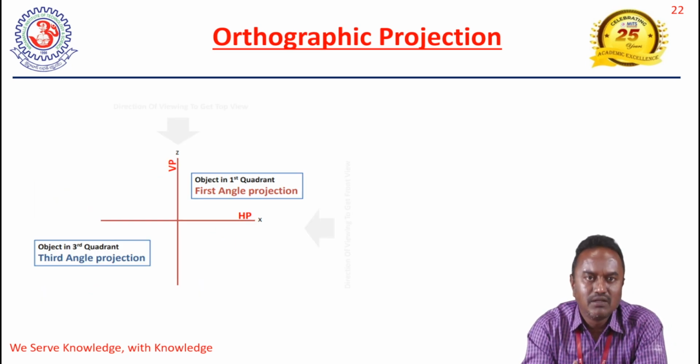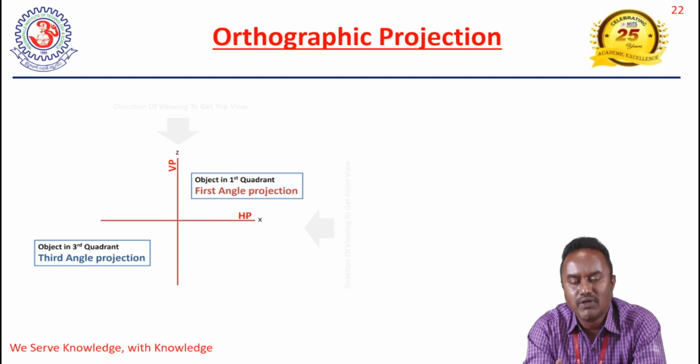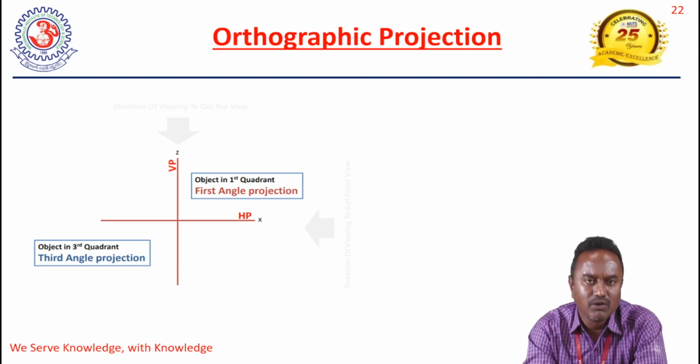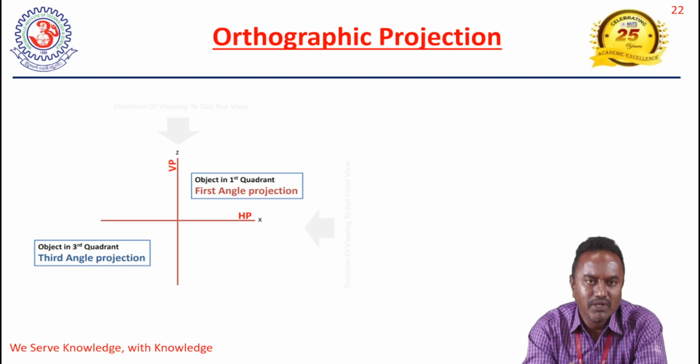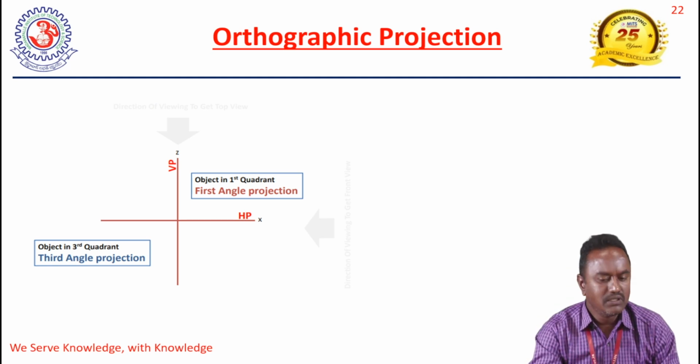In first angle, the object is placed above HP and in front of VP. So the front view is on VP and the top view on HP. Anyway, the front view is always above the XY line and the top view is always below the XY line. That is called first angle projection. When we come to the third angle projection, it is just a reverse of first angle projection. The front view is coming below the XY line and the top view is coming above the XY line. These are the two major differences.